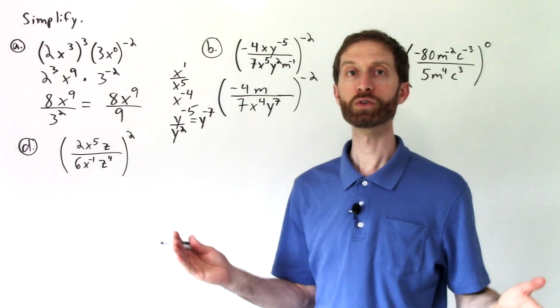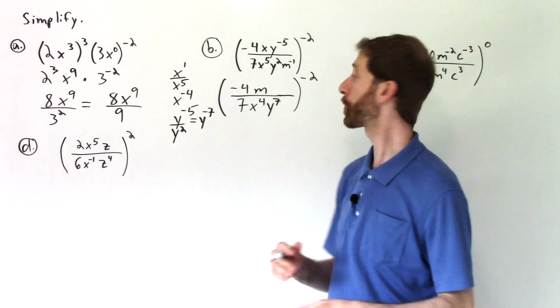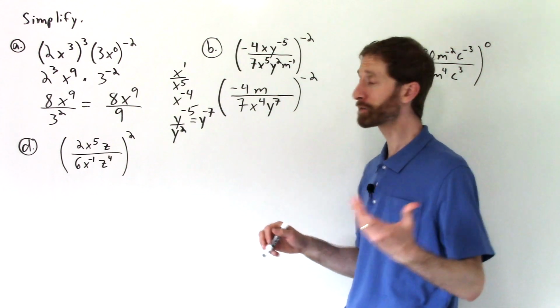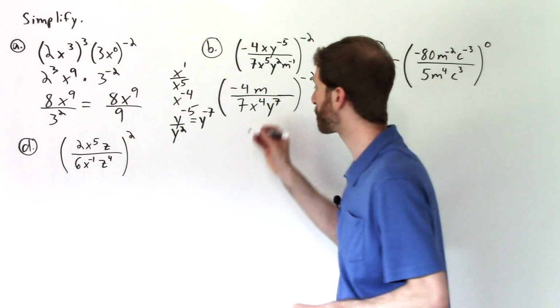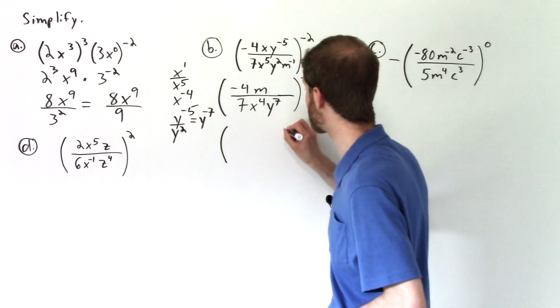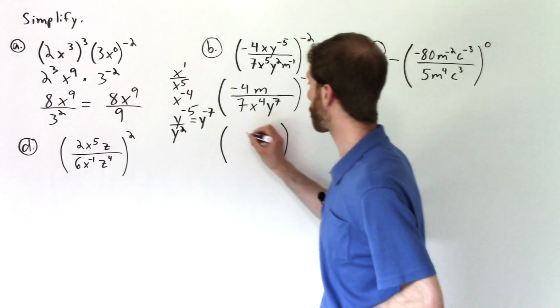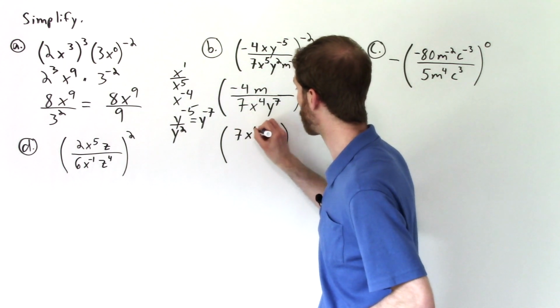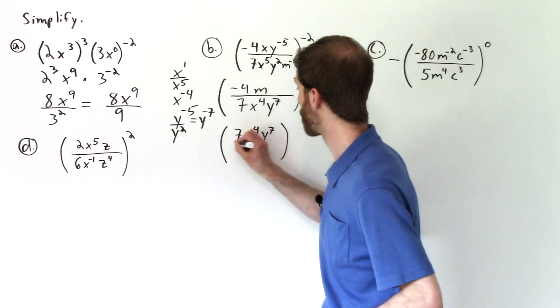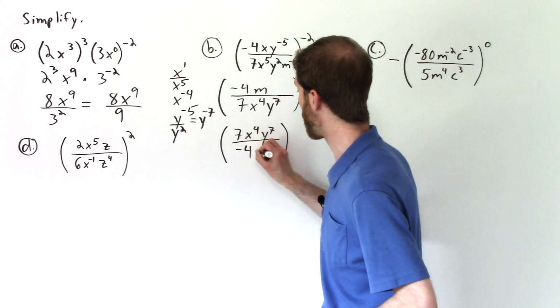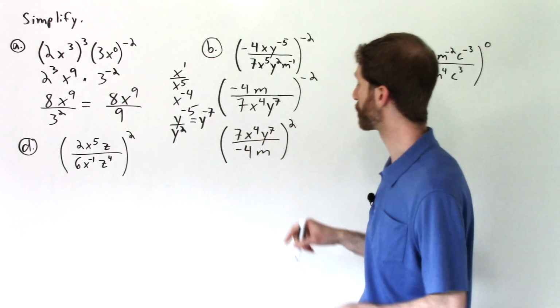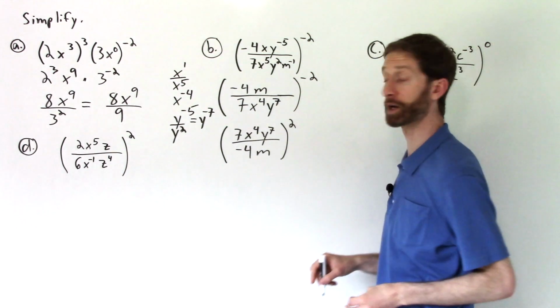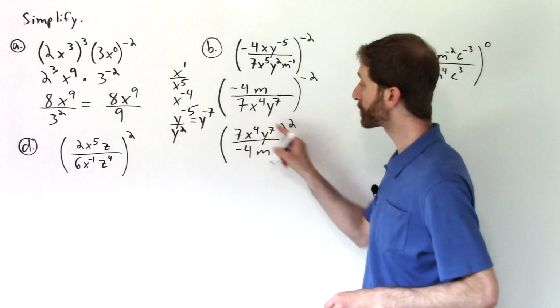So here's the good news. We've simplified the inside. Now let's work on this outside part. The negative exponent's there, so everything gets flipped. Every bit of this, that big fraction, we have the reciprocal now. So you have 7x to the 4th, y to the 7th, all over negative 4m, now just to the second power because the negative's been applied. And now everything gets squared.